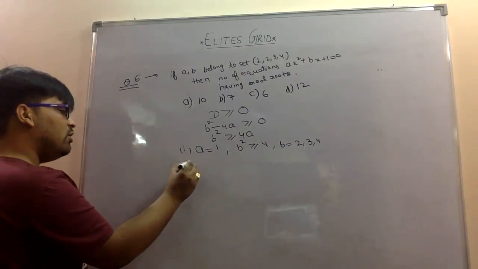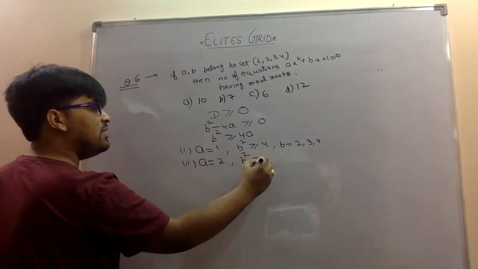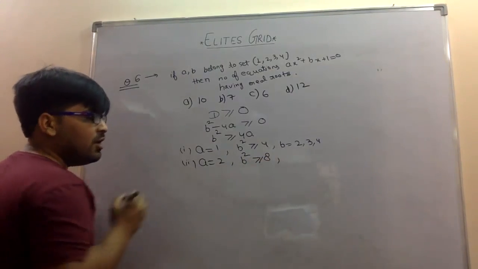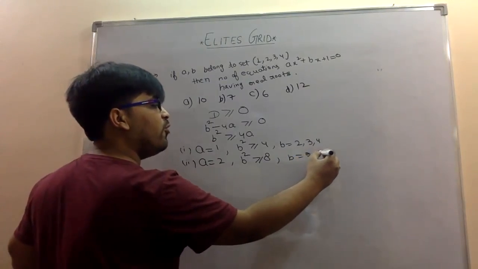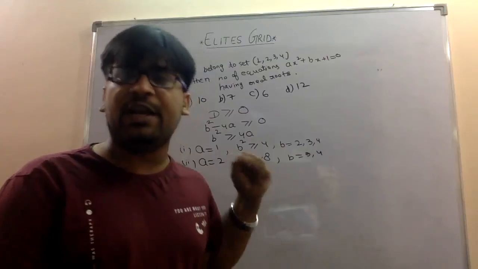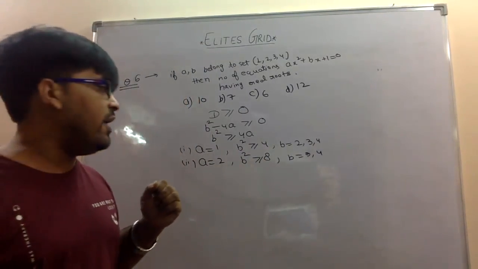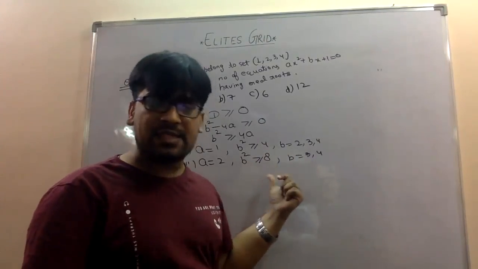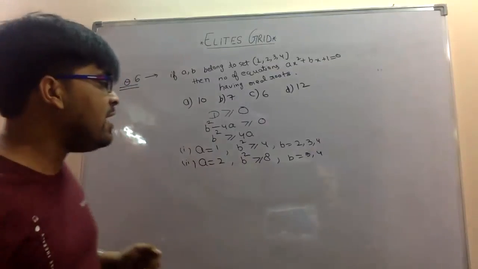Then you will put A is equal to 2. When you put A is equal to 2, you will get b square greater than or equal to 8. Now which values of B will satisfy here? B is equal to 3 and 4 will satisfy. Because B equal to 1 gives 1, which is not greater than or equal to 8. B equal to 2 is also not greater than or equal to 8. B equal to 3, yes, it's greater than 8. B equal to 4, yes, it's greater than 8.